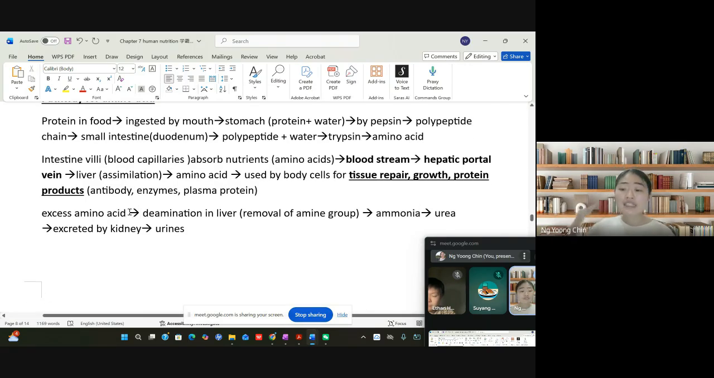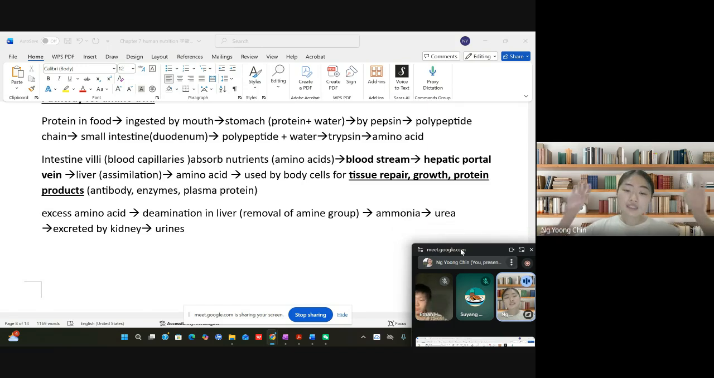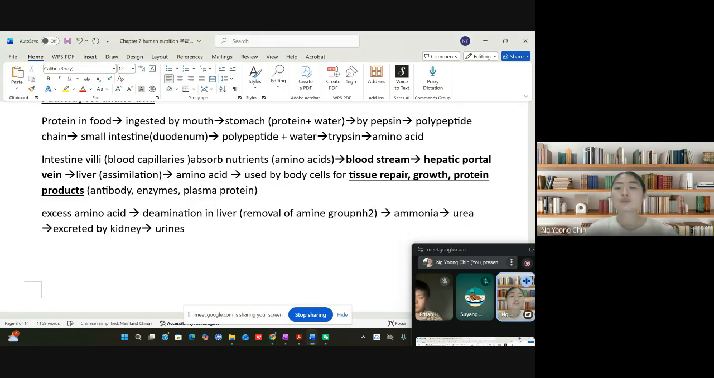So what happens if you have excess amino acids? You undergo a process called what? Deamination. You have deamination in the liver, because the liver will do what? The liver will do the removal of the amine group, which is NH2. Sorry, NH2, this one, the amine group. Later, after they remove the amine group, it becomes ammonia. Ammonia is NH3.